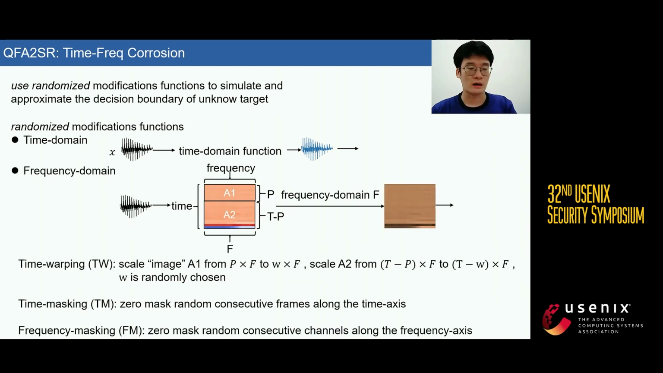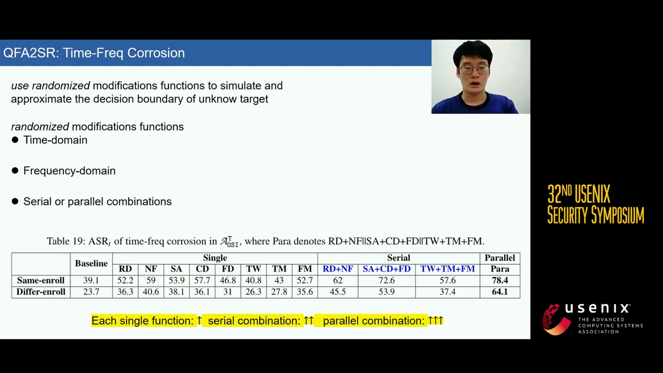We also design frequency-domain modification functions. This type of function modifies the acoustic features extracted from the waveform. We use three functions, including time warping, time masking, and frequency masking. As can be seen, compared to the baseline without using any function, each single function improves the transfer rate, and the serial and parallel combination of them further improve the transfer rate.